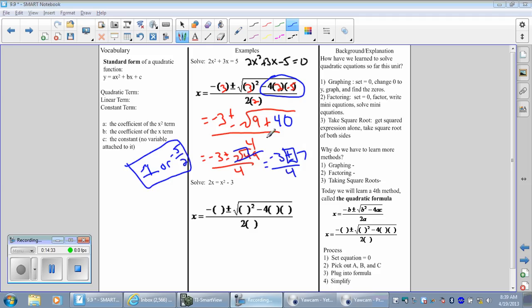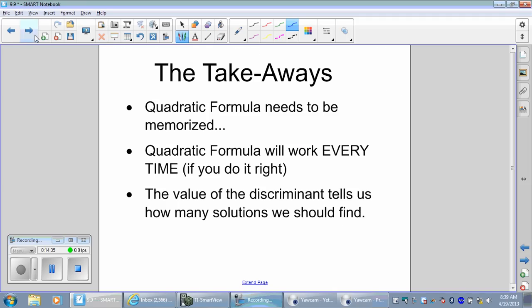And we're going to practice this a lot. But some of the takeaways I want you to think about today. The quadratic formula needs to be memorized. The quadratic formula will work every time if you do it right, that is. All right, and then we'll talk about that in class. A lot of students want to use this all the time because they know it works all the time, but it can be difficult for some students to use. And don't forget that the value of the discriminant tells us how many solutions we will find.